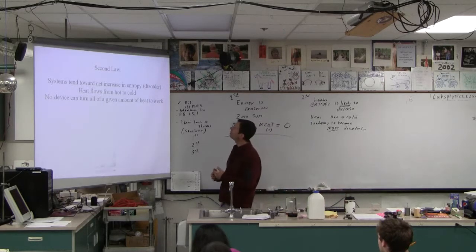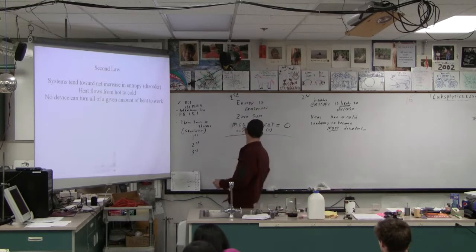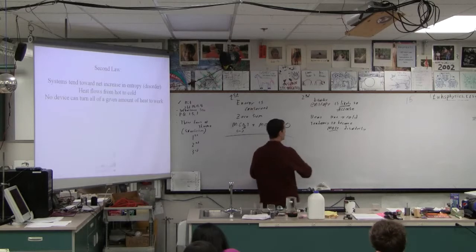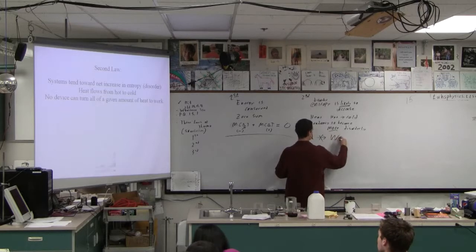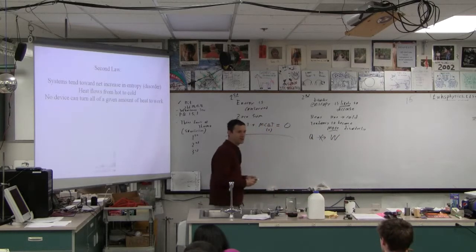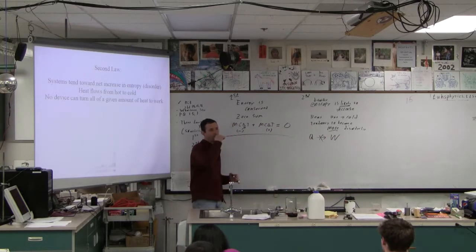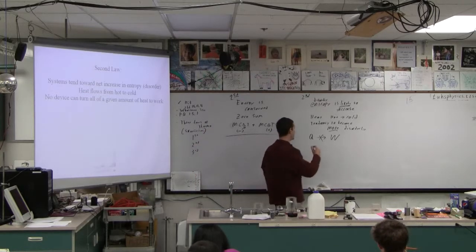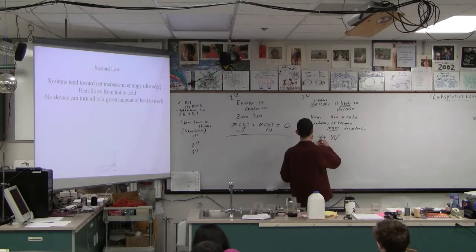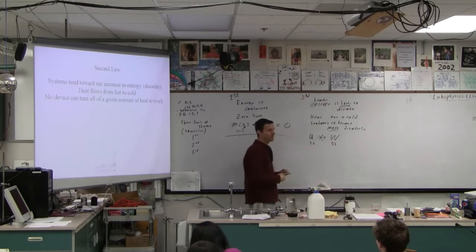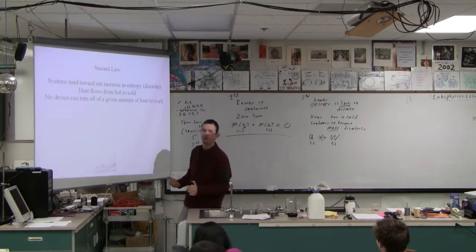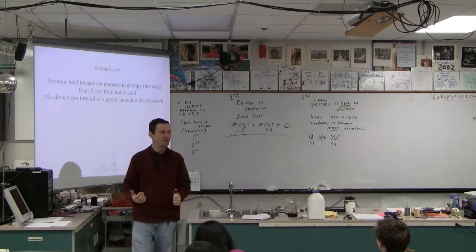No device can turn all of a given amount of heat to work. How is that the same thing? You can't change Q, can't all turn into work. Why is that the same thing? Why can't I turn 5 joules of heat into 5 joules of work? Think about 5 joules of heat. What would it look like if you could see it?